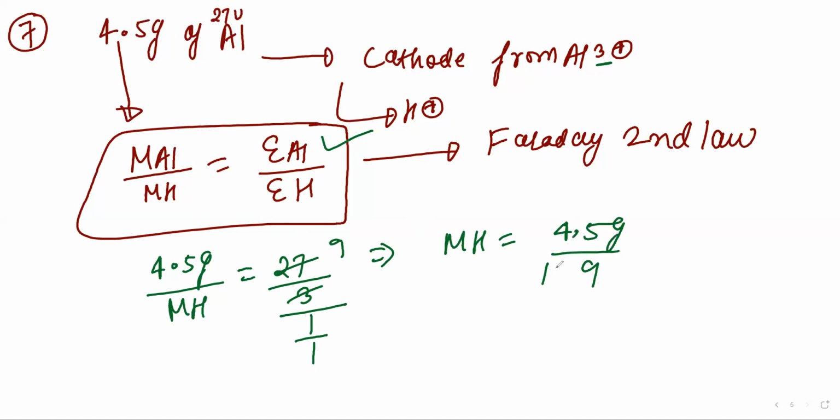So mass of hydrogen will be 4.5 gram divided by 9. Remove this 10, so you will get 10 here. Now 9 5s are 45. So it will be 0.5 gram of hydrogen gas deposited.